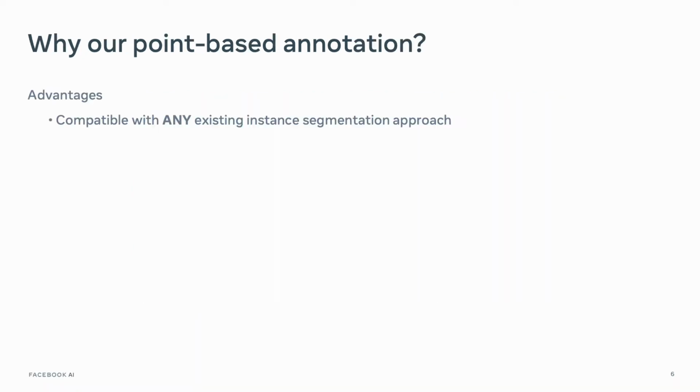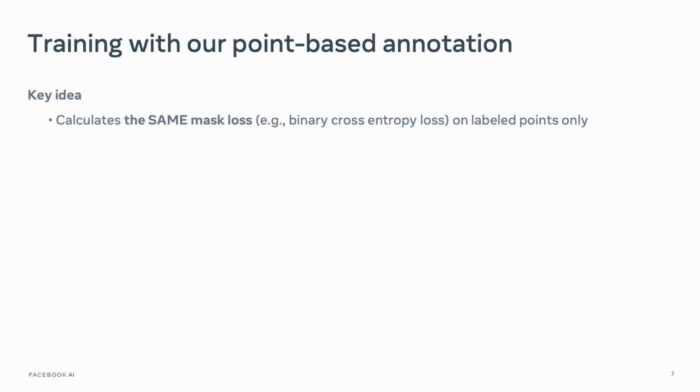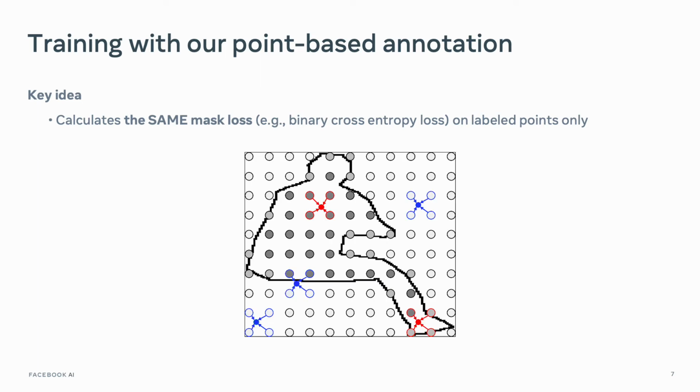Our point-based annotation has several advantages over other forms of weak supervision. First of all, it is compatible with any existing instance segmentation approach. The key idea is to only calculate the mask loss, for example, a binary cross-entropy loss, on labeled points only. If the mask coordinate is not aligned with the image coordinate, which is usually the case in a Mask R-CNN style model, we use interpolation to get the prediction on each annotated point's location.